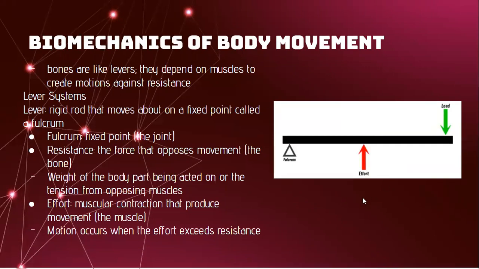Motion occurs, so you move your arms, when the effort, this arrow, exceeds the load, which is the resistance. When you're lifting weights, sometimes you can't lift it, and that's because the load is bigger than your effort. Your muscles aren't producing enough force. You're not strong enough to lift it. So just think of it: fulcrum is like your joint, resistance is like your bone, and effort is your muscle.